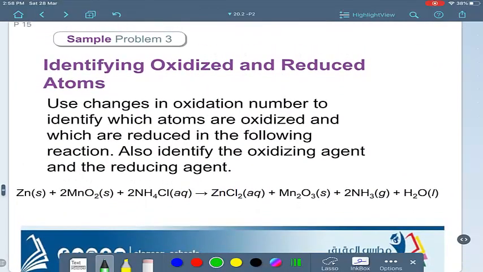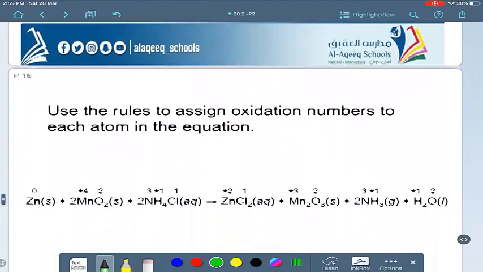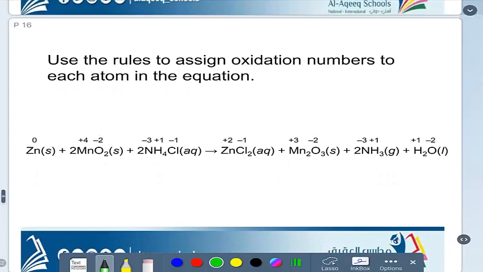If you have an equation like this and we need to identify the oxidized and reduced atoms and the oxidizing and reducing agent as well. Oh, it's difficult. No, it's not difficult. Don't be afraid of a reaction like this. Even all of this reaction, it's easy. How? First, you have to assign the oxidation number of each element. Calculate the oxidation number of each element.